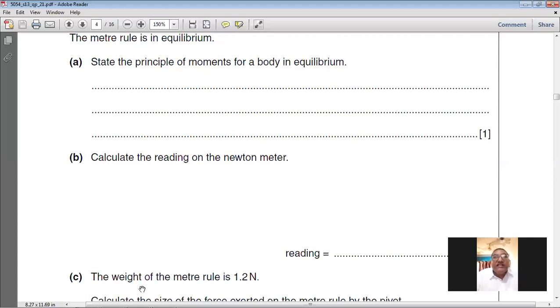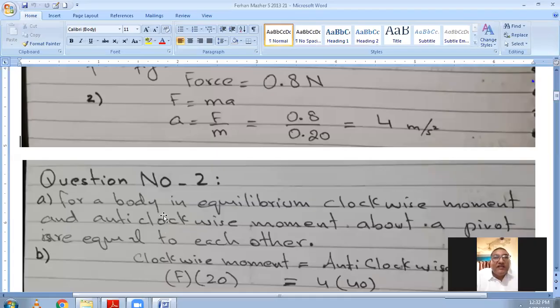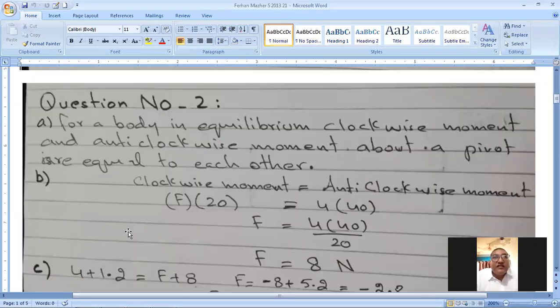I have written this answer. Let me show you my answer. Question number 2 is on your screen. For a body in equilibrium, the clockwise moment and anti-clockwise moment about a pivot are equal to each other.